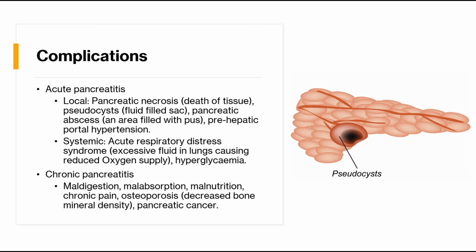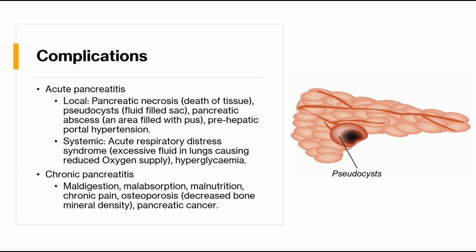As a result of inflammation from acute pancreatitis, tissues may die, which is what we refer to as pancreatic necrosis. The body may also try to create a wall around the site of inflammation, which leads to the formation of pseudocysts, which are fluid-filled sacs, and also abscesses, which is an area filled by pus or debris from fighting off the inflammation. It may also cause something called prehepatic portal hypertension, where there is increased venous pressure in the portal vein, which is the vein that carries blood to the liver.